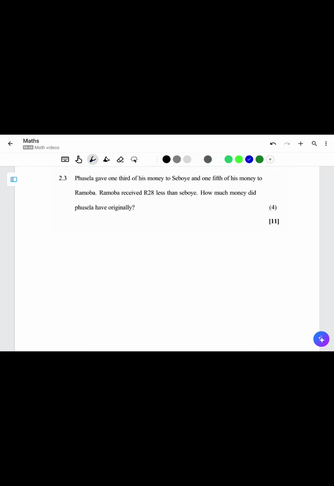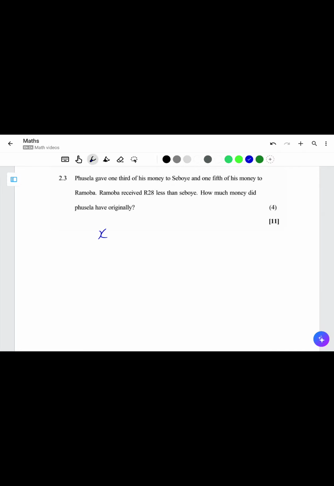1/3 of Pusela's money was given to Seboye, okay? So what we're basically going to do is let the amount that Pusela originally had be named X, right? Let's name it X. Okay, what he originally had was X. Right, so what we're going to say now is that Pusela gave 1/3 of his money to Seboye and 1/5 of his money to Ramobe. And Ramobe received 28 Rand less than Seboye, okay?